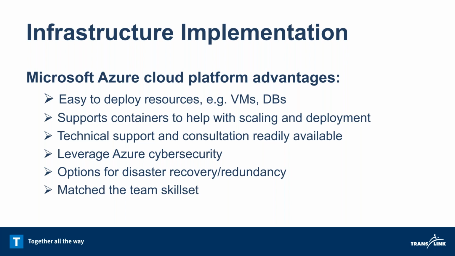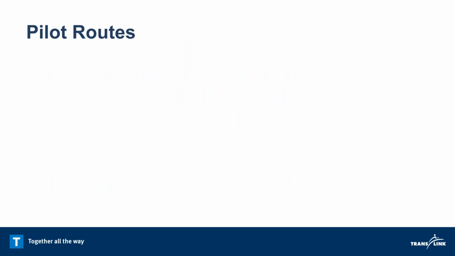So now that we've developed all of our machine learning algorithms, and we created and deployed all of the infrastructure in the cloud, how do we know all of this even works? Since we were new to machine learning, we didn't want to take the risk and change the predictions for all of our bus routes right away. So we chose 13 test routes to try it on.